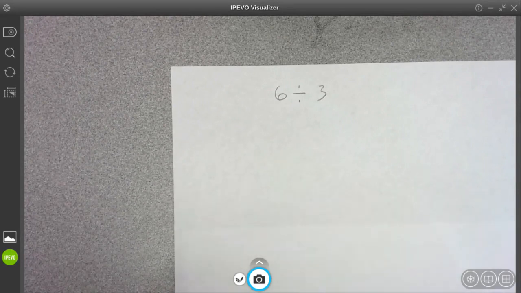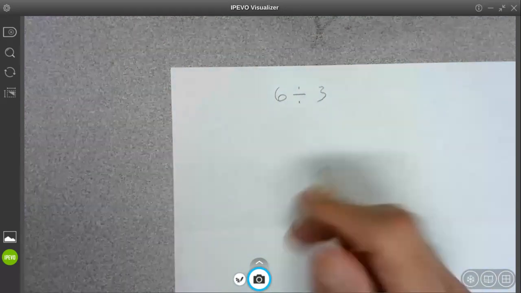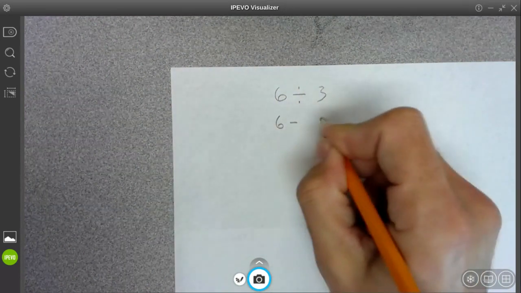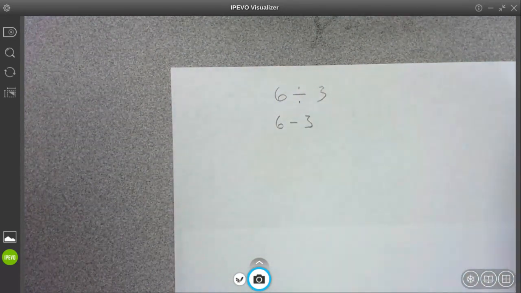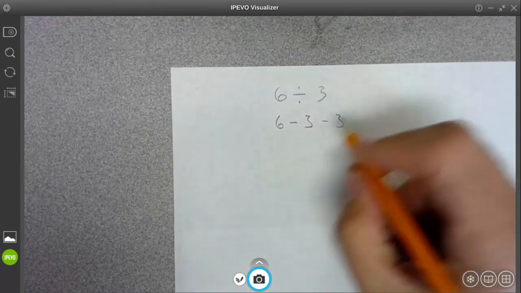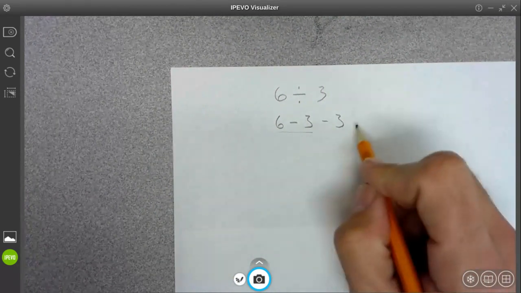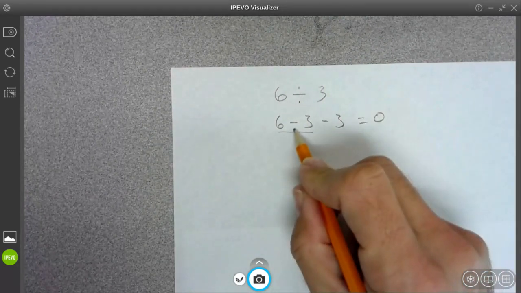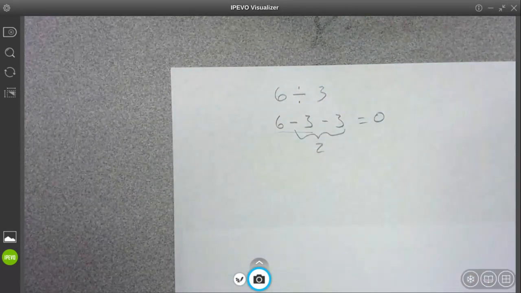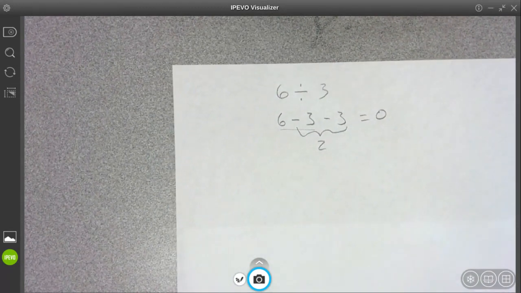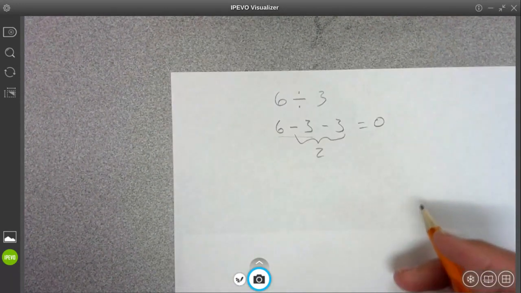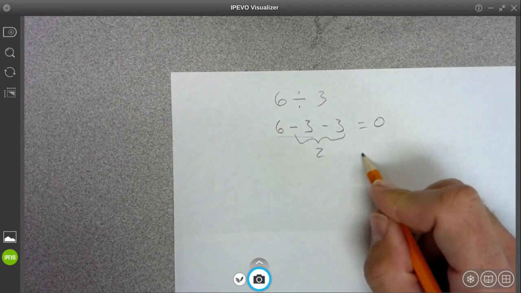So let's see here. I guess one way that you could divide by 3 is actually just subtract 3 until you get to 0. All right, so 6 minus 3 is equal to 3, and 3 minus 3 is equal to 0. And we had to do that 2 times. So the answer is 2. Maybe that works. Let's try using addition.